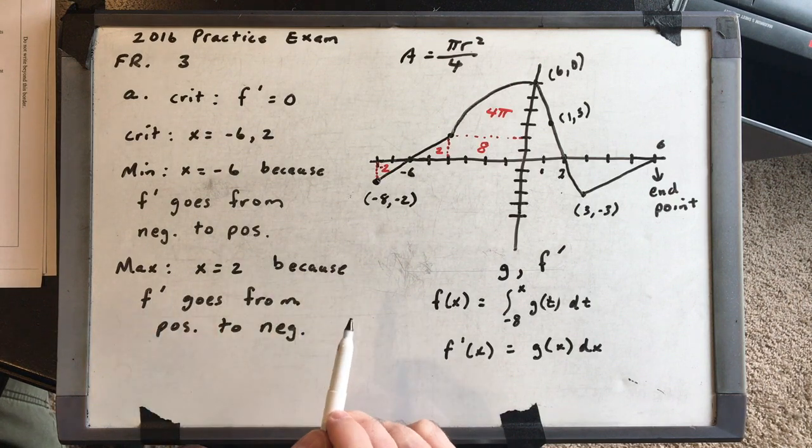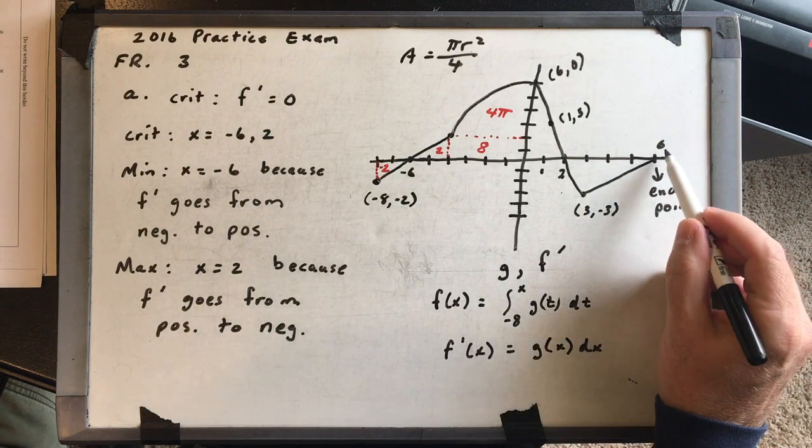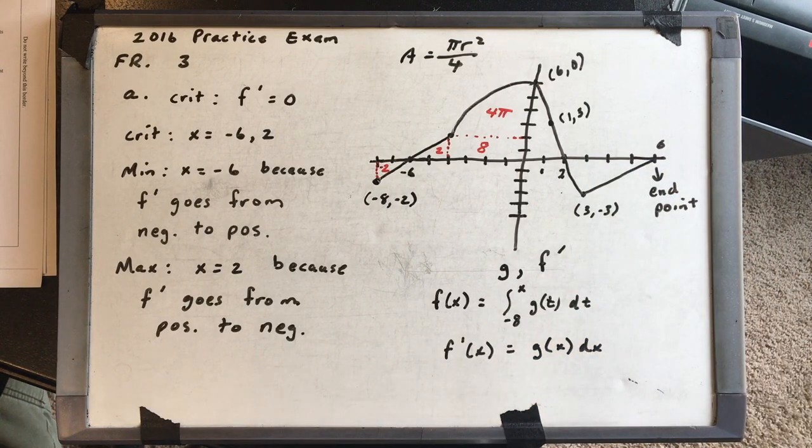Okay, so that answers part A. It's an easy one. The only thing you don't want to confuse is that 6 here is an endpoint, so it's not a critical point. So don't pick that. All right, I'm going to erase and we'll move on to B, C, and D.